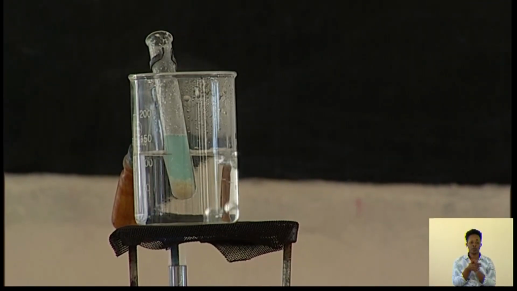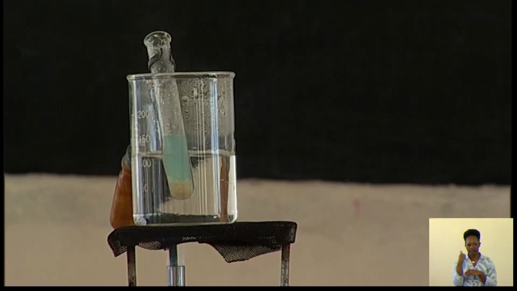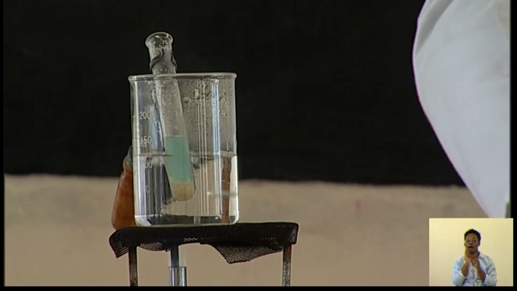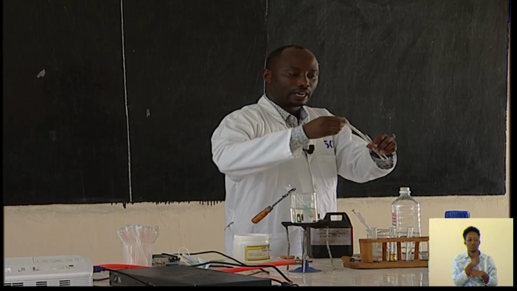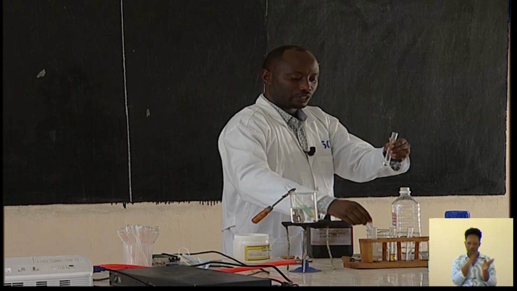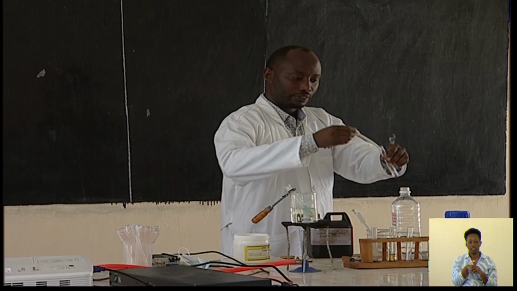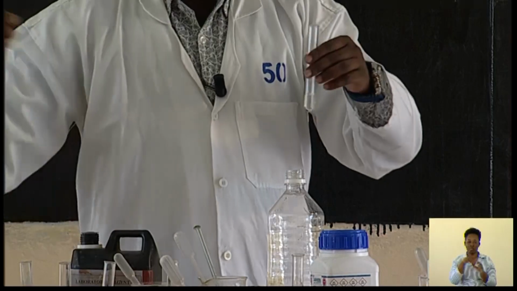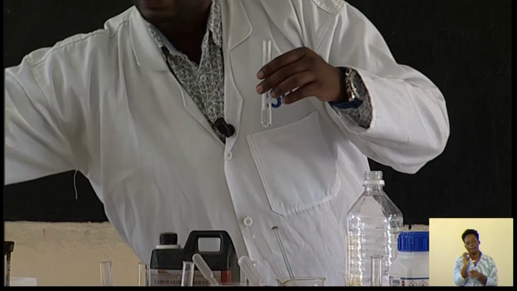Then I also have another test tube where I have to put distilled water. Does the distilled water contain reducing sugars? Then from there, I have to add Benedict's solution. Also, I have to add the Benedict's solution.